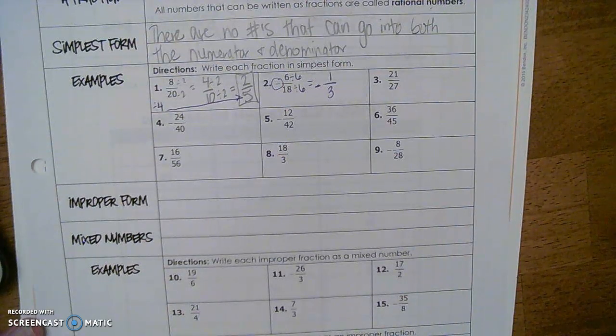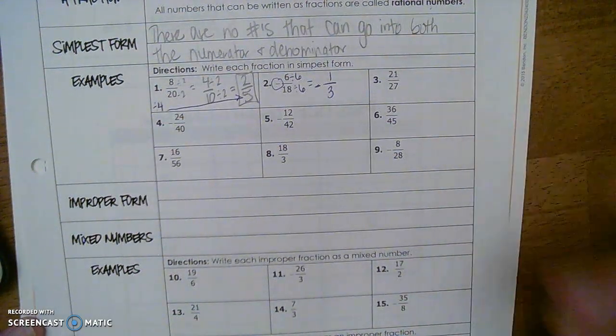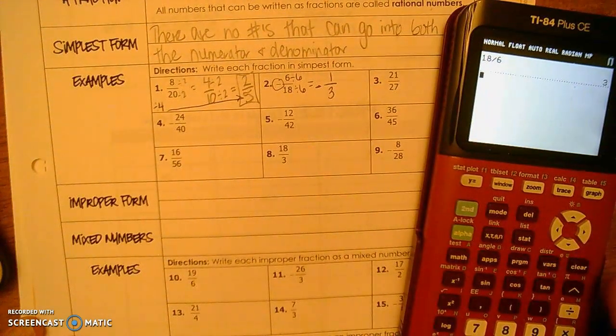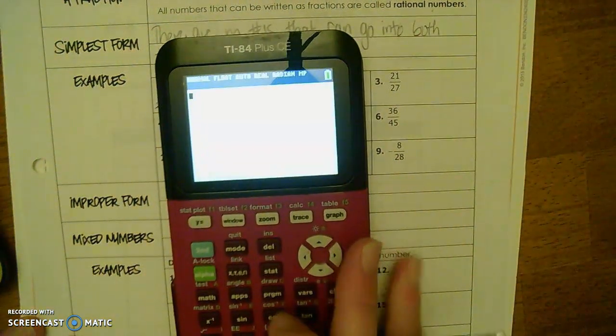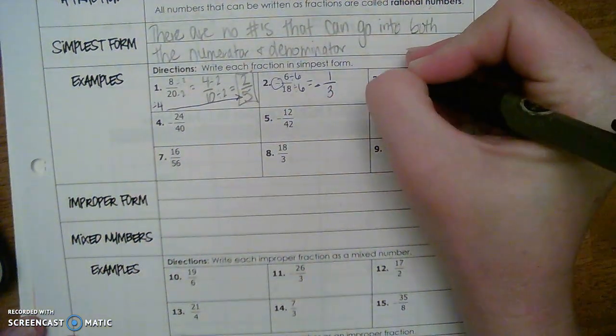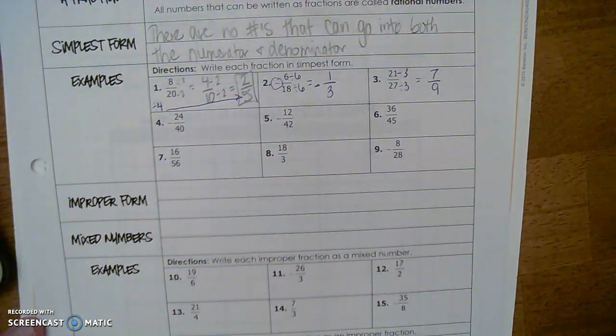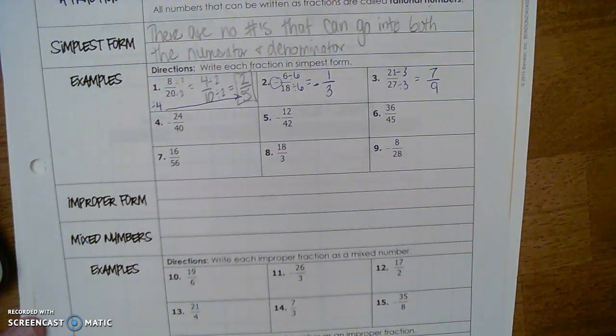If you weren't sure and you divided by 2 first, you would have had 3 over 9, so then you would have had to divide by 3 to get 1/3. Number 3, again, you're trying to find a number that goes into both. Hopefully we know 2 doesn't go in because neither one of those is even. So let's try 3. 21 divided by 3, 27 divided by 3. Those both work. So divide by 3, 7 over 9, and you're finished. Nothing goes into 7 and 9. Go ahead and pause it and see if you can get the rest of them correct.